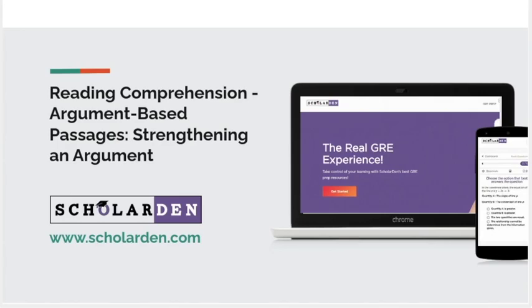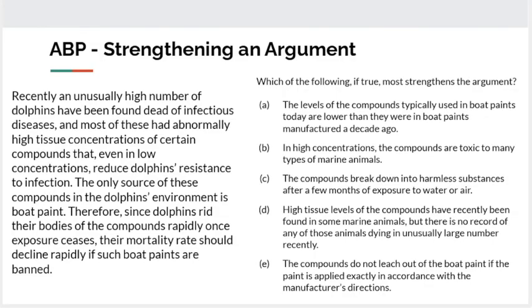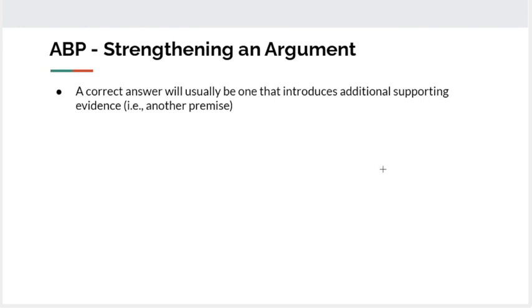So in this video, we'll look at one of the more common types of argument-based passage questions, and that is the type of question that asks you how to strengthen an argument or conclusion. And here's an example that we'll get into in more detail, but just to see what it looks like. Which of the following, if true, most strengthens the argument? So we'll return to this in a minute.